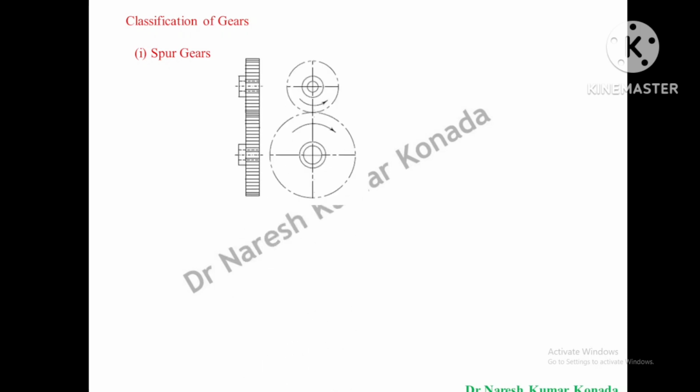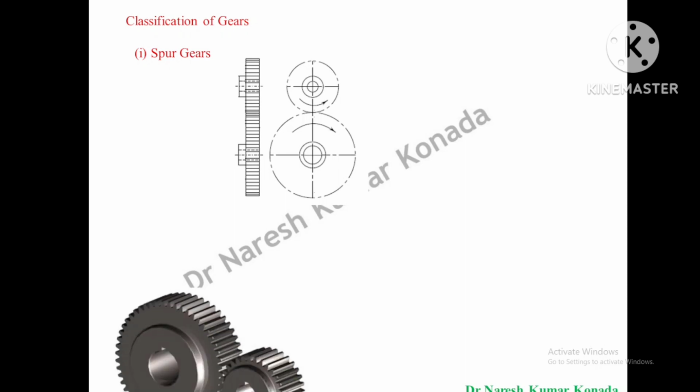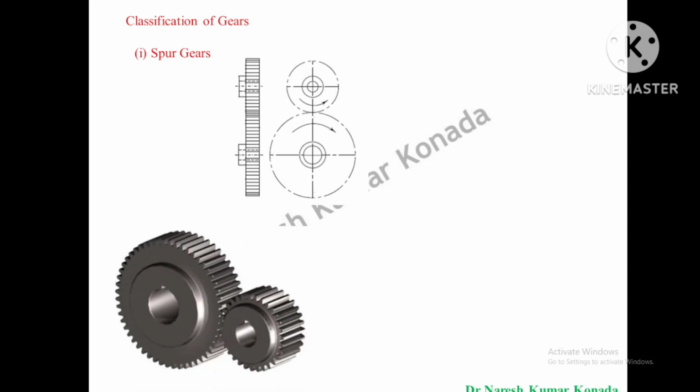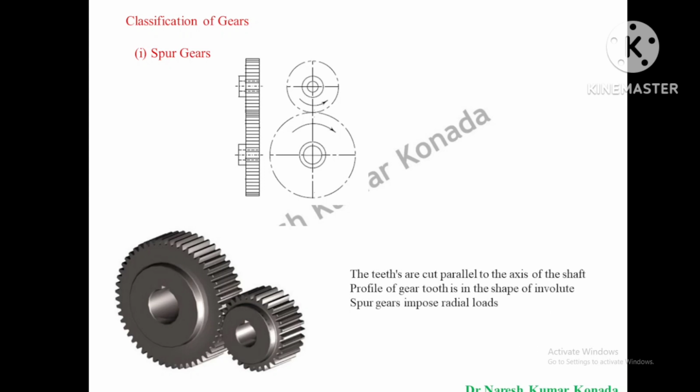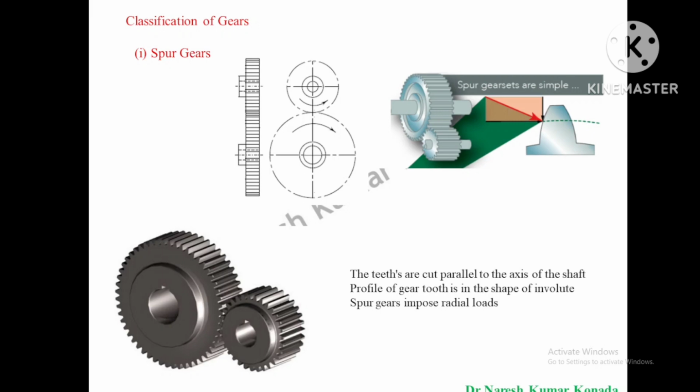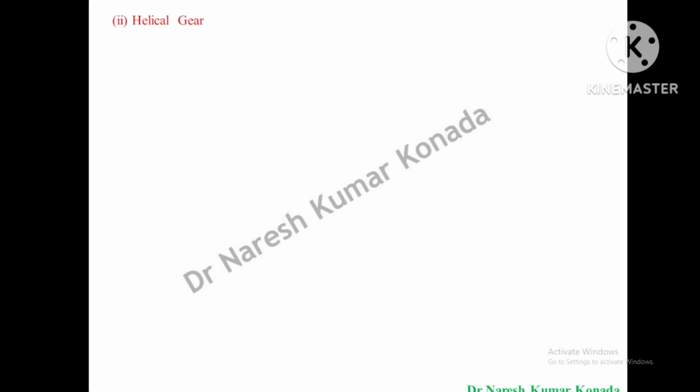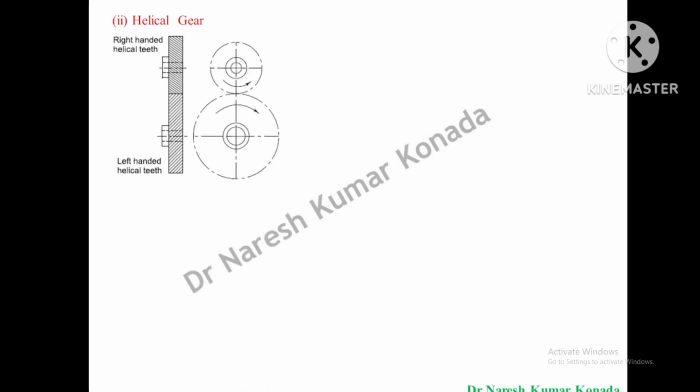Now coming to the classification of gears, the gear drives are generally classified as spur gears. This is the first classification, where you can see here you have a pinion and a gear, and the power is being transmitted from the pinion to the gear. Here you can observe the teeth are cut parallel to the axis of the shaft, and the profile of the gear tooth is in the shape of an involute. During this power transmission, you can clearly observe the spur gear drives impose radial loads.